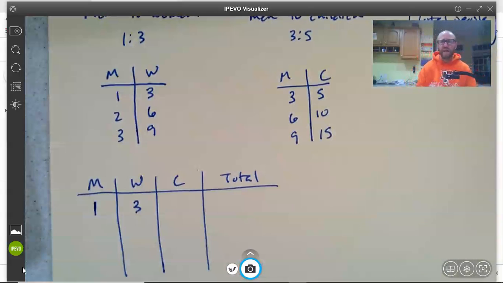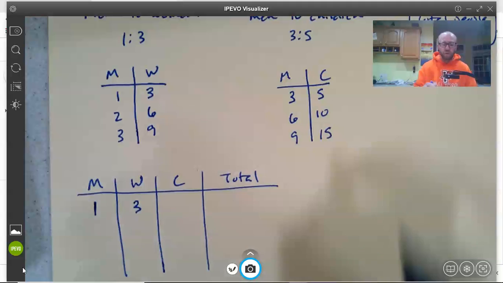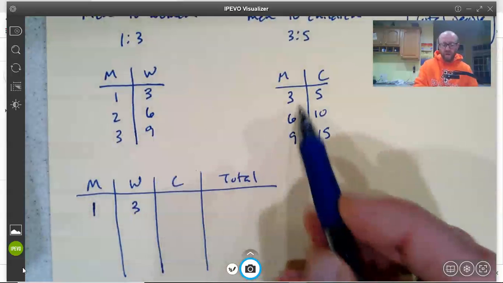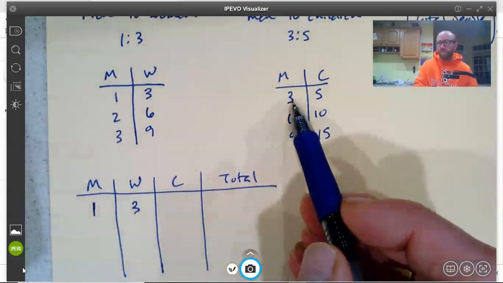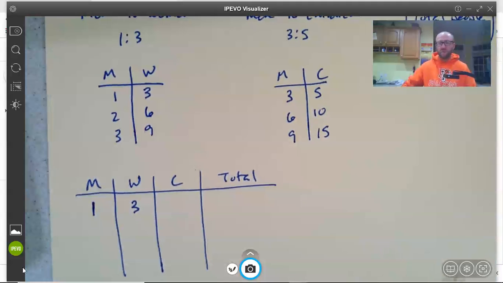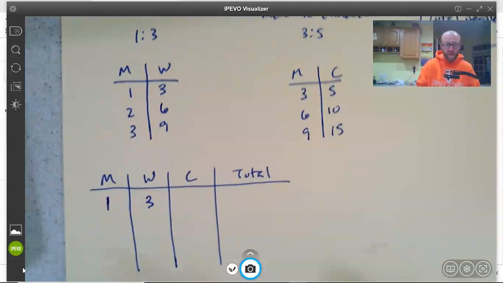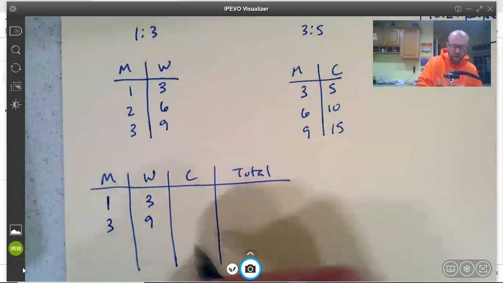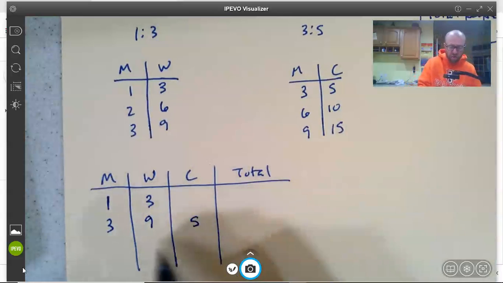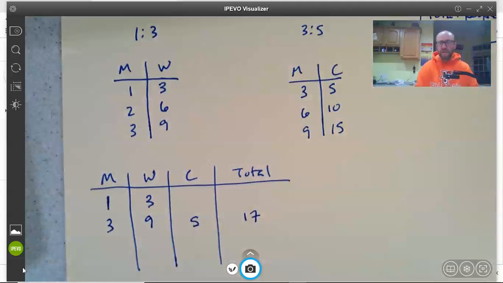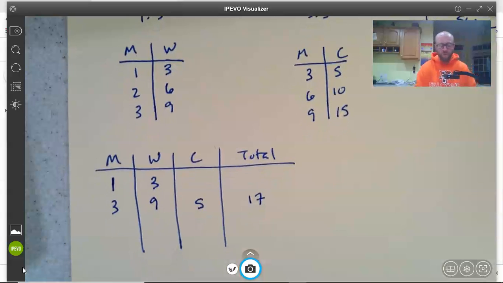So we're not going to guess numbers like 1 or 2. We're only going to guess multiples of 3, because that way I can easily say, well, if there's 3 men and there's 5 children, 6 to 10, and so on. We'll guess that there are 3 men, which gives us 9 women and 5 children for a total of 17. Well, that doesn't work.